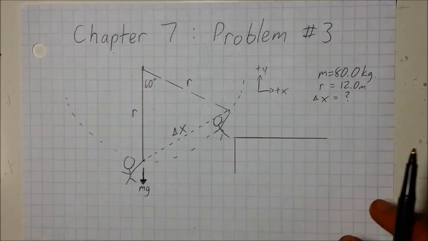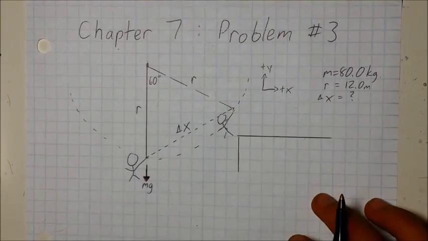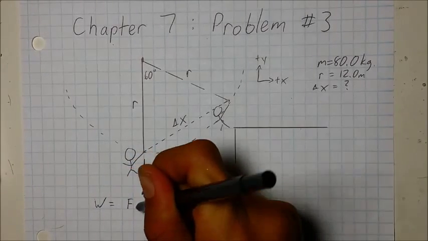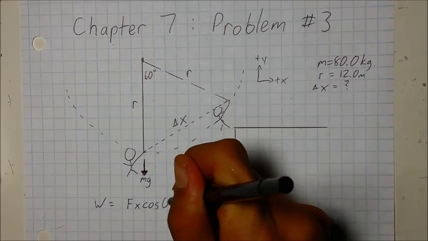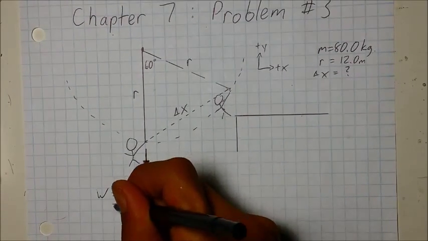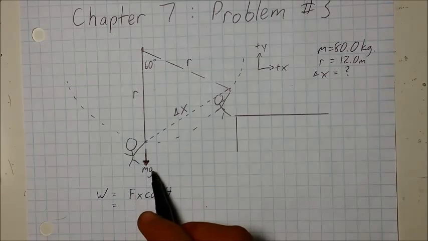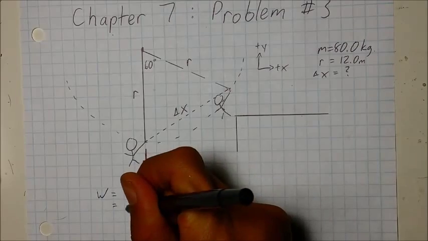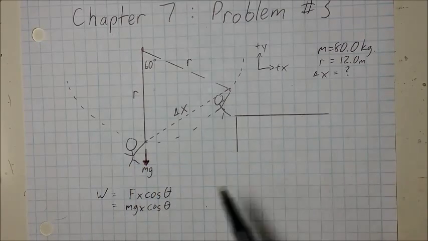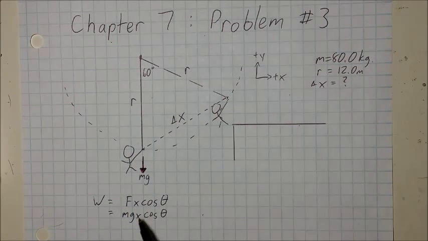So to find the work done by the gravitational force, we can use this equation. W is equal to F x cosine theta. And the gravitational force is just another way of saying the weight, which is mg. So we're going to substitute that in. Here we know what the mass is because it's given, and we know what g is.